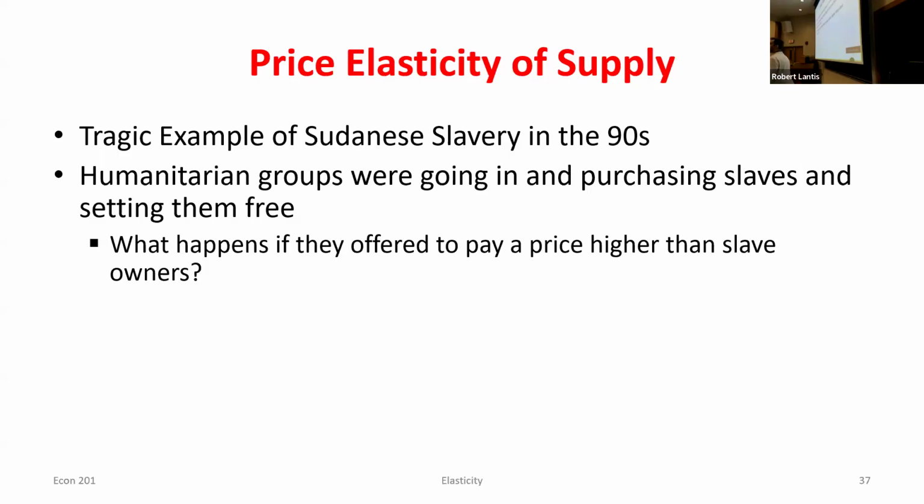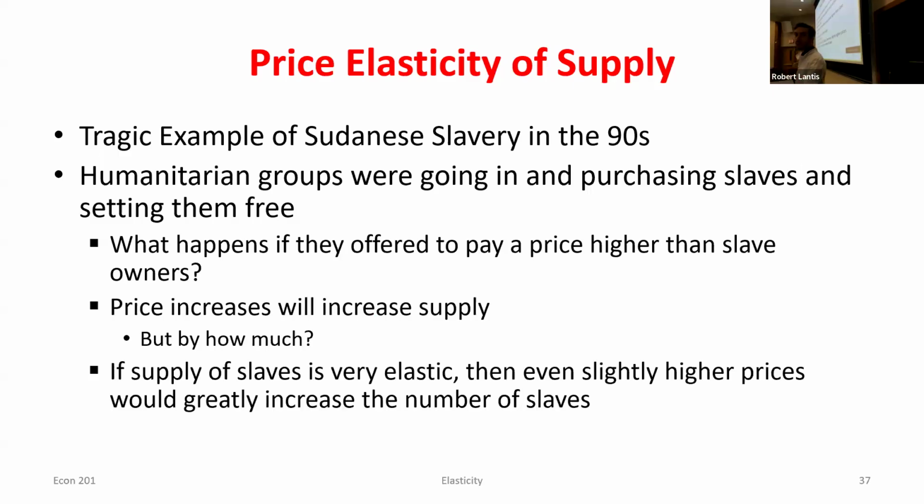So when these groups went in there and paid just slightly higher prices to win the bid for these slaves and then set them free, what happened? The quantity supplied of slaves went way up, right? These people in Sudan went out and enslaved as many people as possible, right? So even though they were well-intentioned, what happened? Well, supply of slaves was very elastic. It actually made things worse. You can look at the data, and that's actually what happened. When these humanitarian groups went in there, we actually saw the number of people being enslaved in this country in the 90s increase. So you can take these ideas and apply them to very real-world examples.